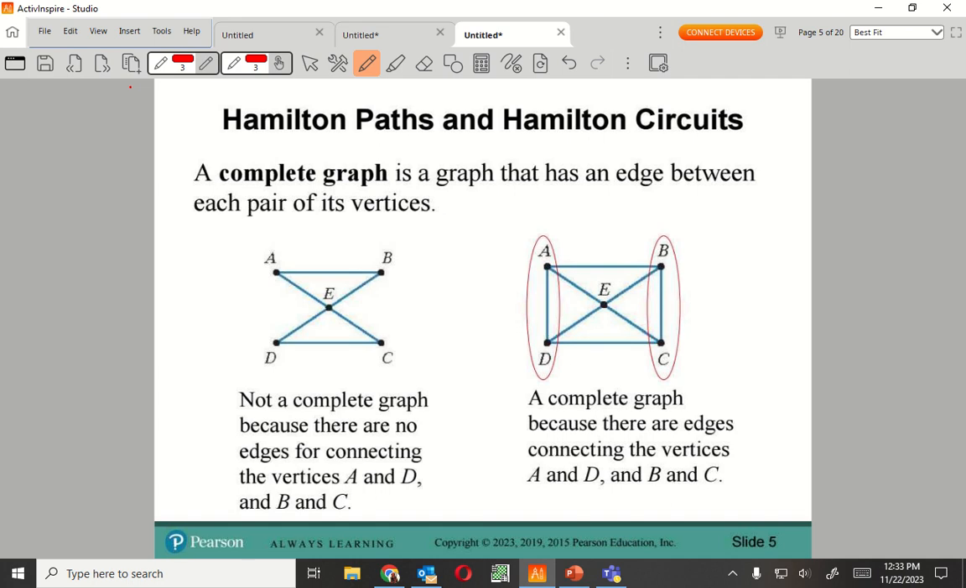Now, is this first one right here, it's missing an AD, right? Yeah. It's missing a BC, right? Okay. Now, can anyone tell me why the second one over here is not a complete graph? Can you tell me why this second one is not a complete graph?